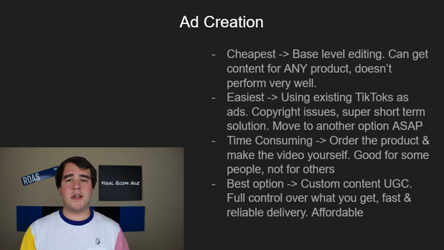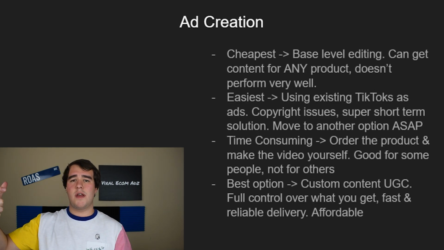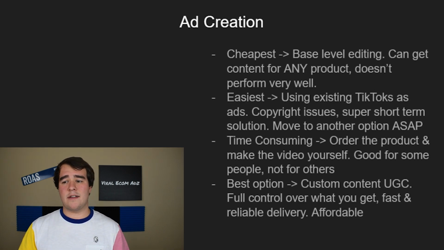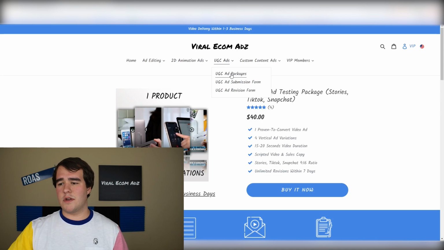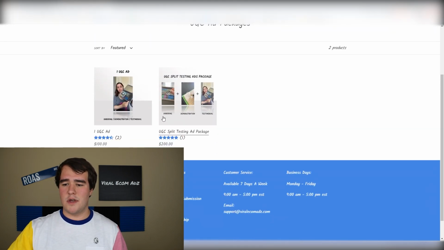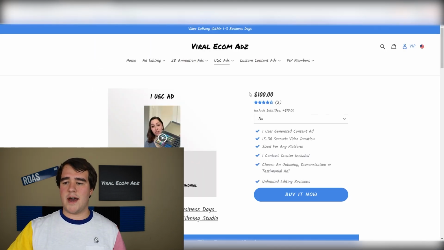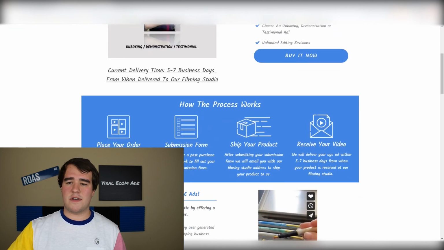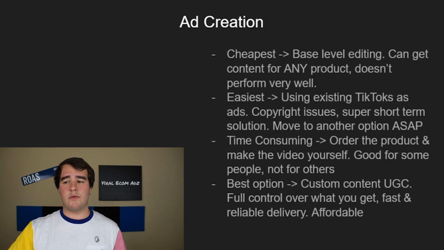Now, the best option, in my opinion, because I don't want to make TikToks myself, is to order custom content, user-generated content, which is kind of what we coined it. Essentially, it's actors that just whip out their phone and make TikTok-style ads that perform really well. So if you head over to Viral Ecom Ads, you can click UGC ad packages. And you can see one UGC ad is $100 and it takes 5 to 7 business days from the point that we receive your product.